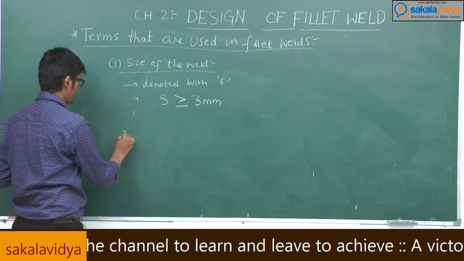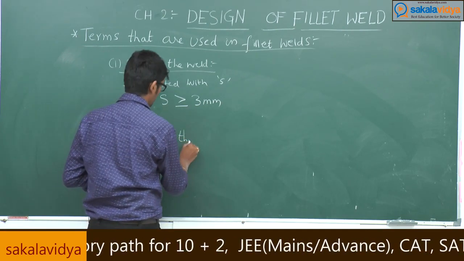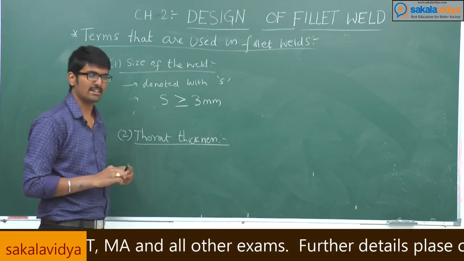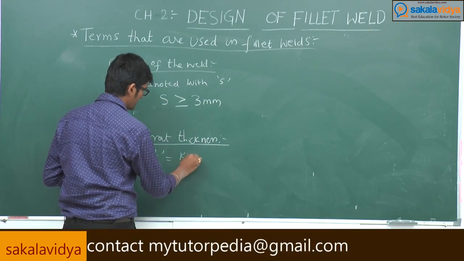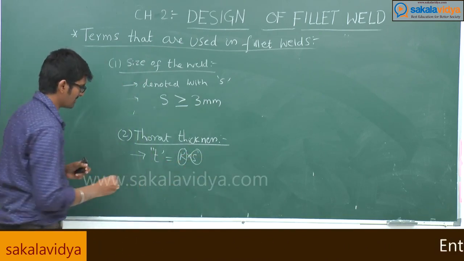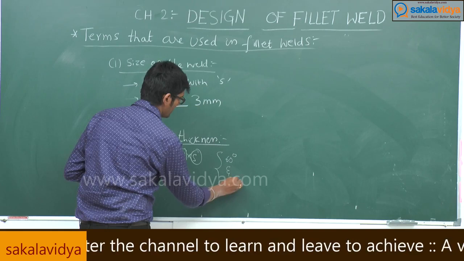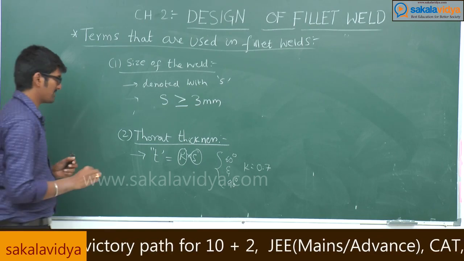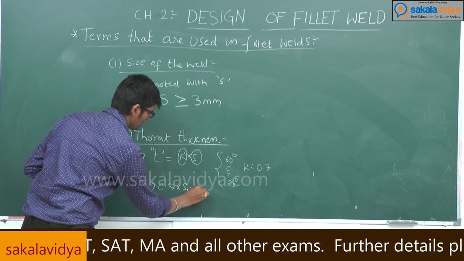The next one is throat thickness. It is denoted with T. It is equal to K into S. K is a constant, and S is nothing but the size of the weld. For 60 degrees and 90 degrees, K is equal to 0.7. So what is the formula for finding the throat thickness? Throat thickness is equal to 0.7 into size of the weld.